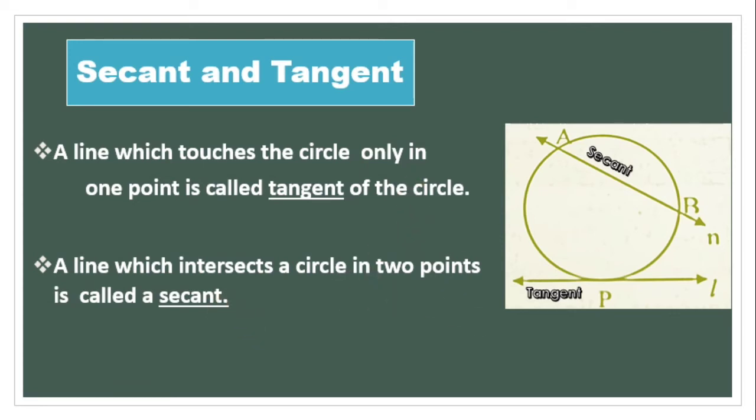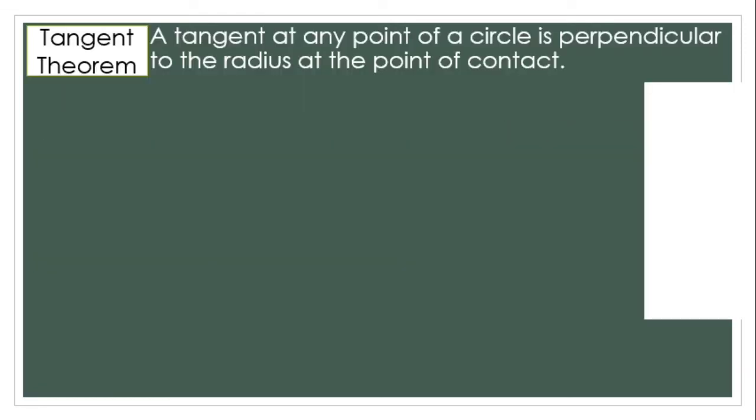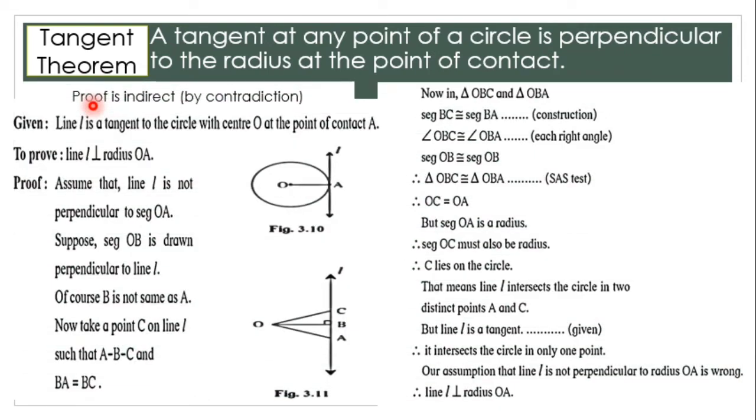Now let us move towards the theorems. Here is the first theorem, the tangent theorem, and the statement is that a tangent at any point of a circle is perpendicular to the radius at the point of contact. So let us discuss this theorem. This proof is indirect, or by contradiction. By contradiction means we first suppose one statement in the proof, and at the end it becomes wrong. Like this we prove this theorem. Given line L is a tangent to the circle with center O. Here you can see in figure 3.10.